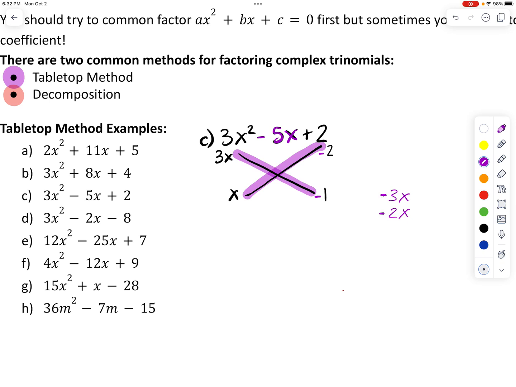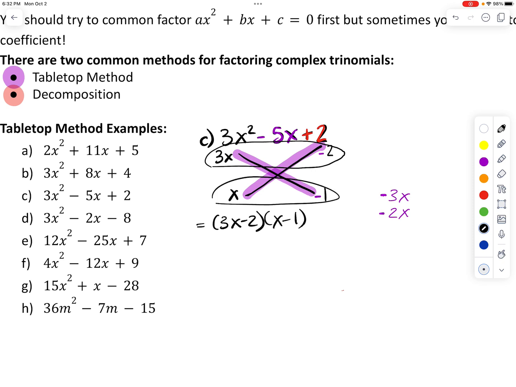3x times negative 1 makes the negative 3x. X times negative 2 gives the negative 2x's. And, most importantly, negative 2 times negative 1 still gives me that plus 2 at the end. So there we go. We have factored this one. 3x minus 2, x minus 1.